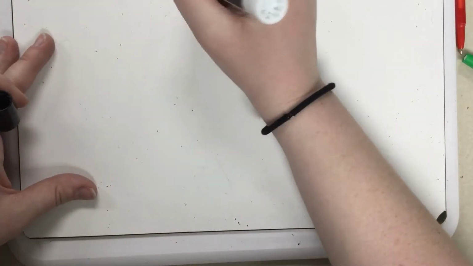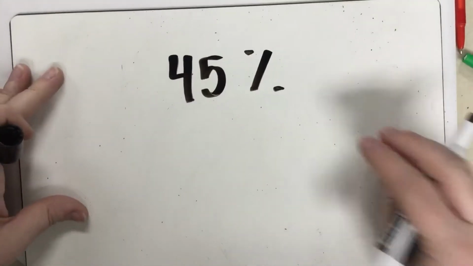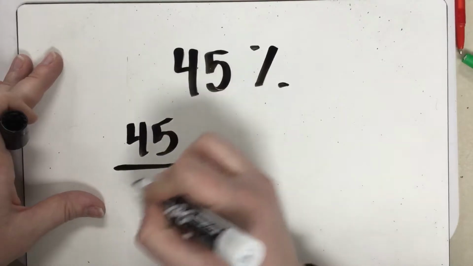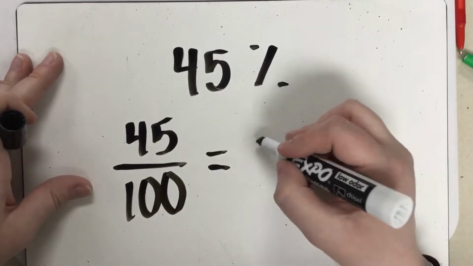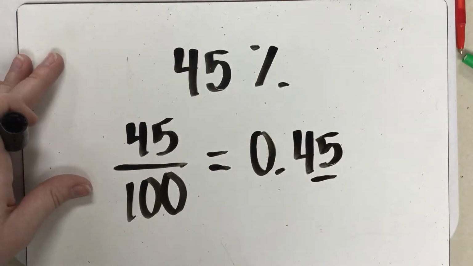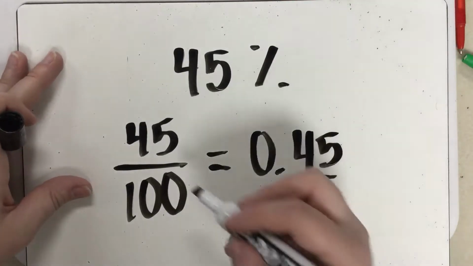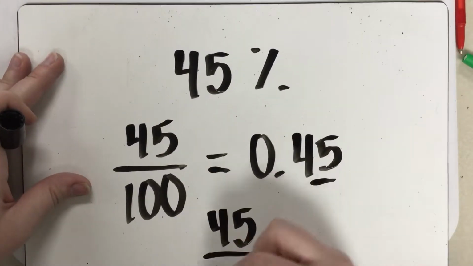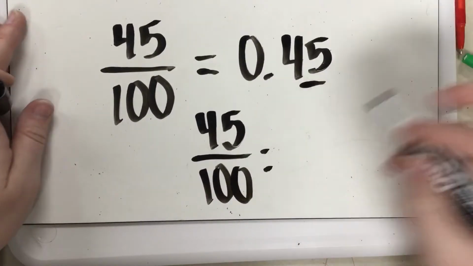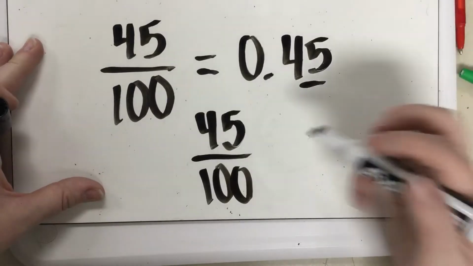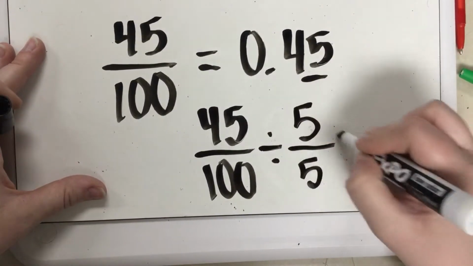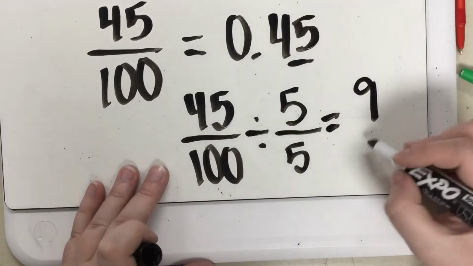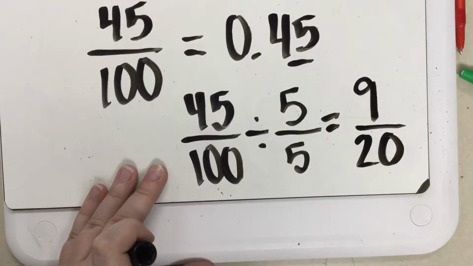Okay, what if it was 45%? Again, percent means per 100, so 45 hundredths. Then you could simplify this one. We can't divide it by 10 this time, but could we divide it by 5? I think so. 45 divided by 5 is 9. 100 divided by 5 is 20. 9/20ths.